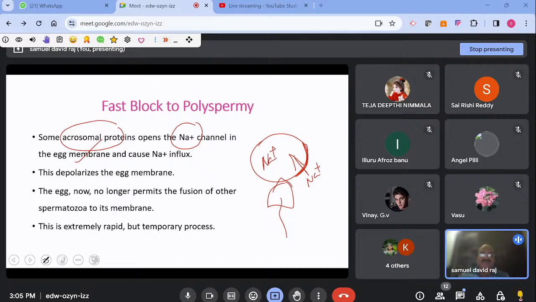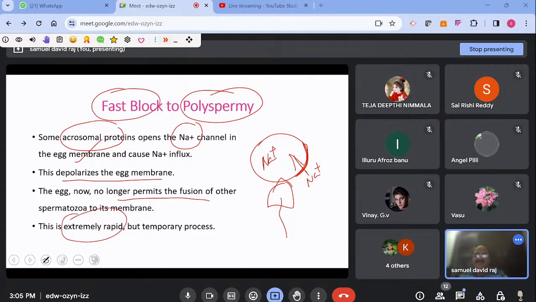We have studied this concept in the nerve impulse. So, this depolarizes the egg membrane. The depolarized egg membrane will not allow further fusion of other spermatozoa. Thus, polyspermy is prevented. And this process we call the fast block. Why? Because it is extremely rapid. As soon as the first sperm enters, this process occurs and other sperm entry is prevented.